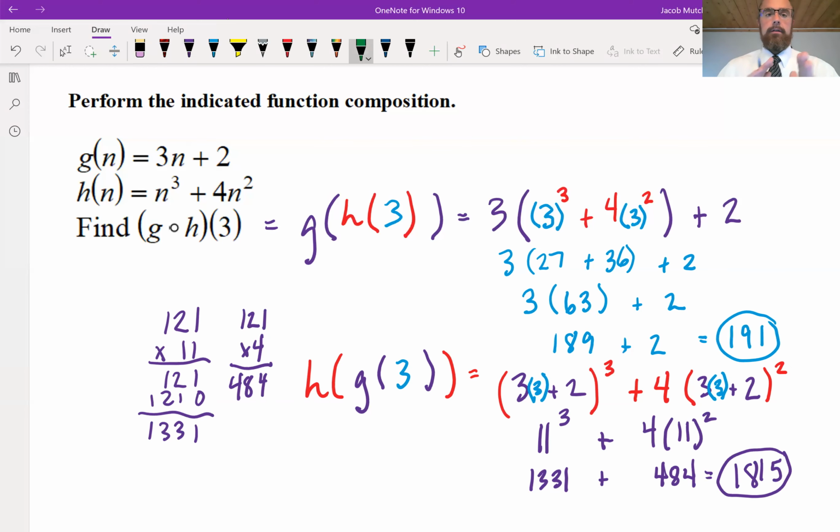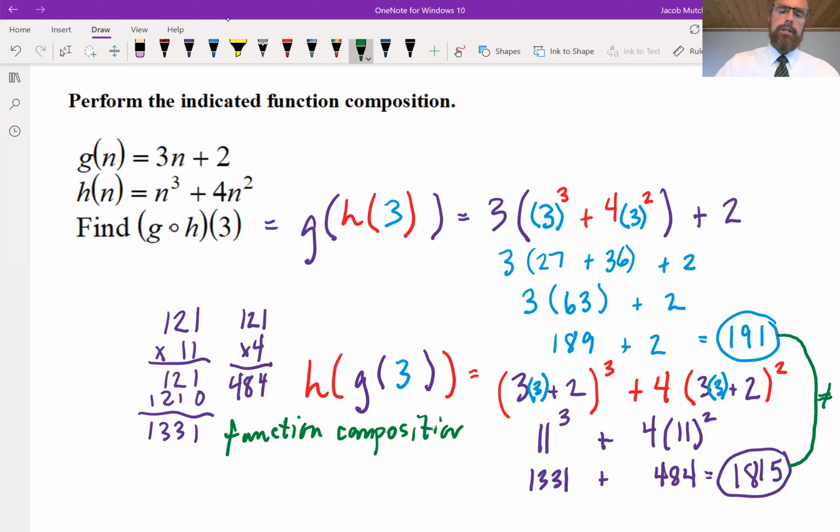So we've done that function composition for this g of n and h of n in both directions. When we compare the outputs, looking to see if this function composition commutes, or I can switch the order, I see that 191 does not equal 1,815. So again, I'm forced to conclude function composition is not commutative. We'll write that here again. We've written it several times, so it's something we're seeing recurrently.